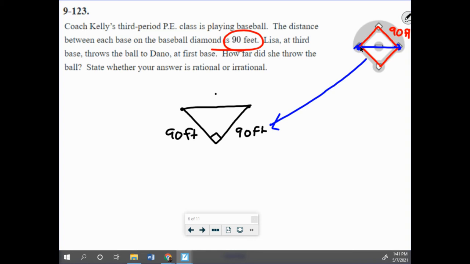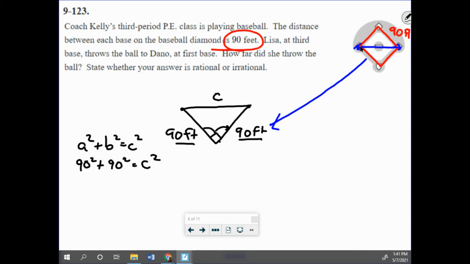So I'm going to use the Pythagorean theorem. A squared plus b squared equals c squared. These two, what do I have? Do I have two legs or do I have a leg and hypotenuse? Well, since the right angle's here and the legs are always touching the right angle, I know that this is your hypotenuse. This is letter C. So I have 90 squared plus 90 squared equals c squared.